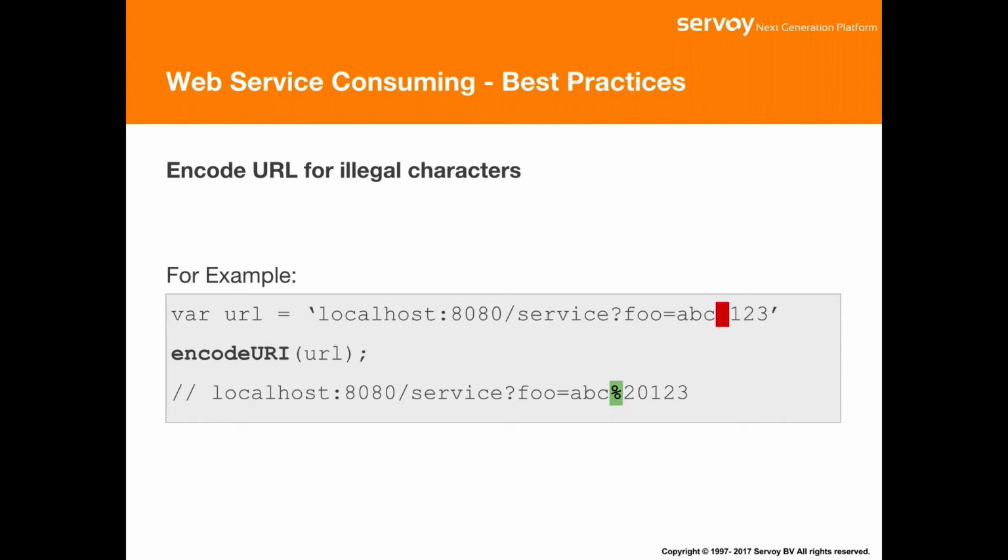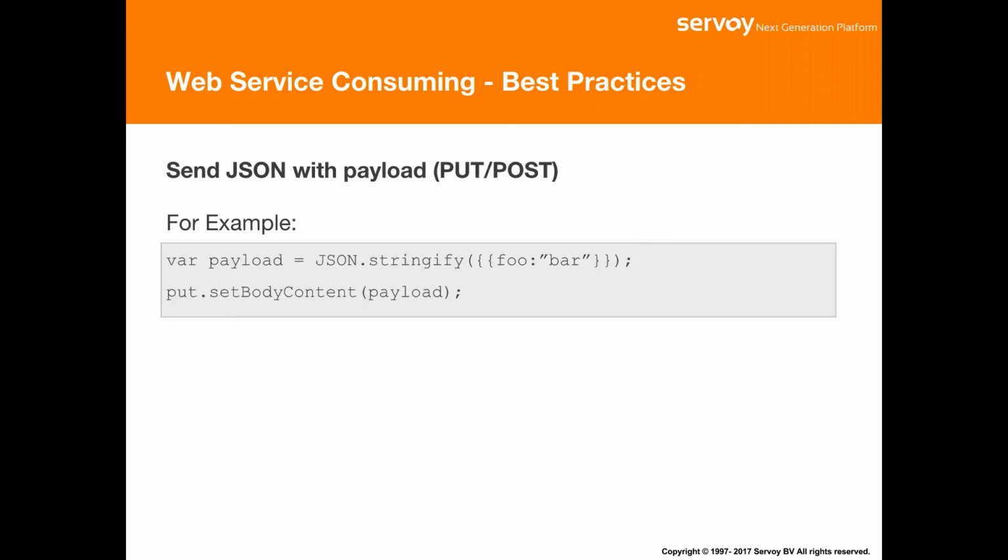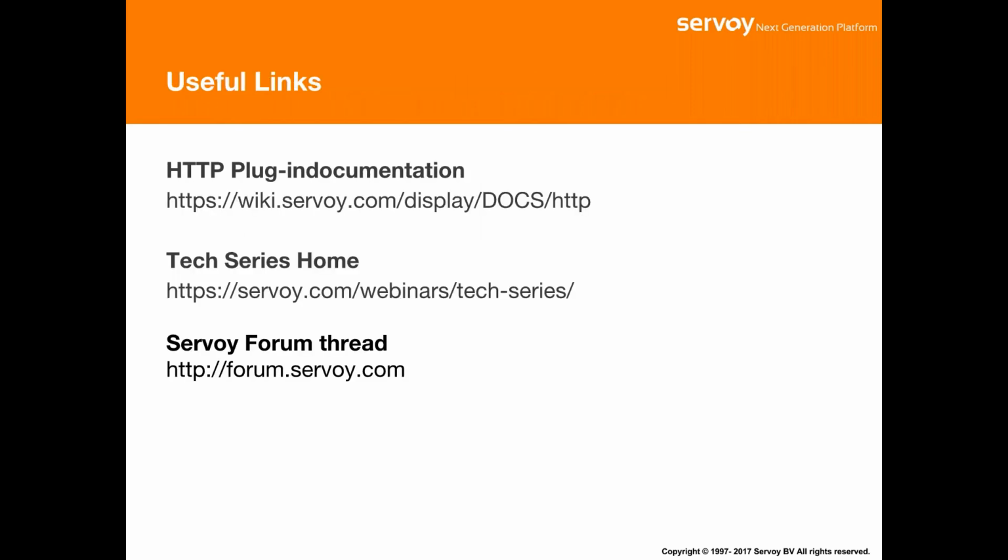Make sure you're encoding your URL. There's a built-in JavaScript function, encodeURI, and it'll take a URL and do things like substitute the escape characters. You want to specify the content type for JSON if you're doing JSON, especially when you're sending something in the payload. Also, you want to parse the response body to get your payload, so that's JSON.parse. And then on the flip side, when you're sending something out with put or post, you want to do the inverse of that, which is JSON.stringify, and that'll convert a complex object into a string.